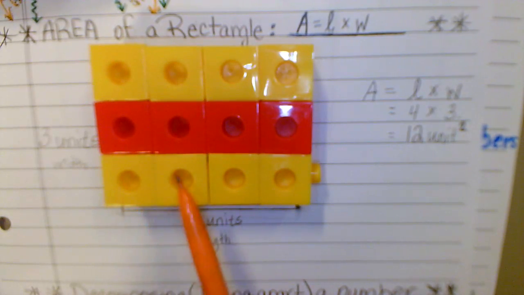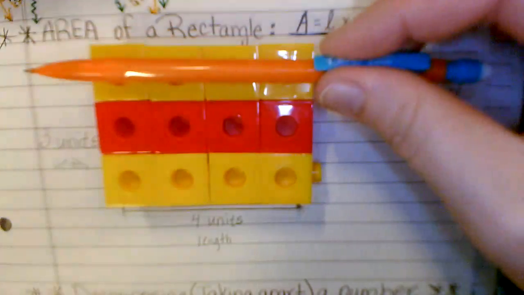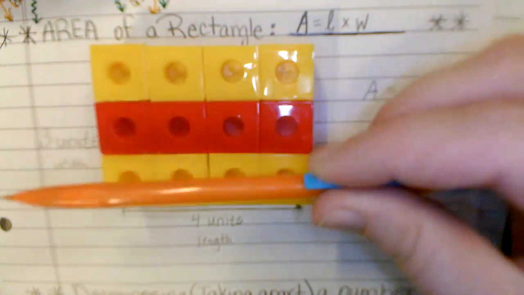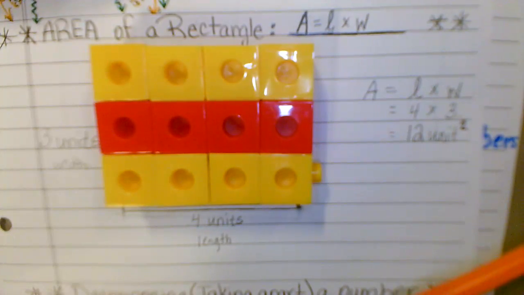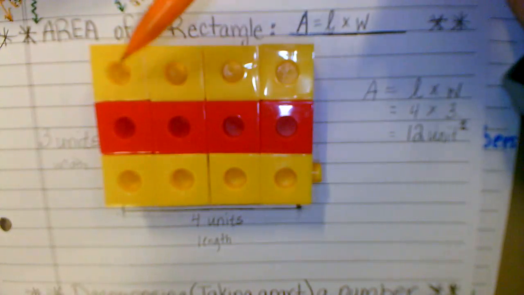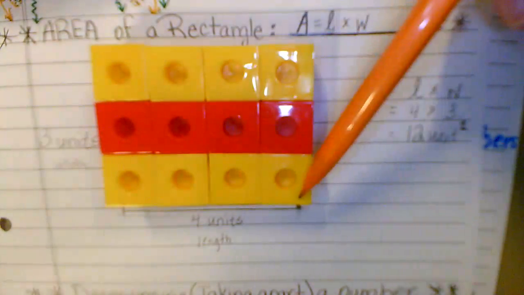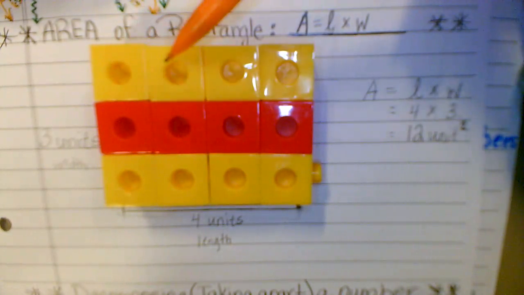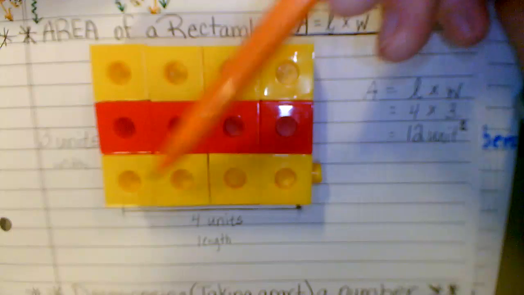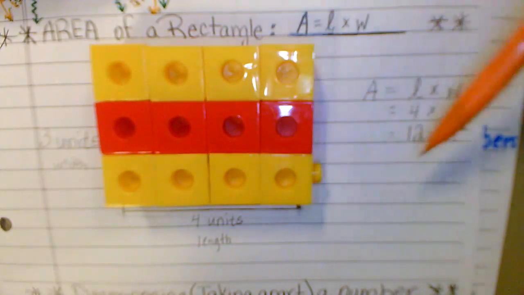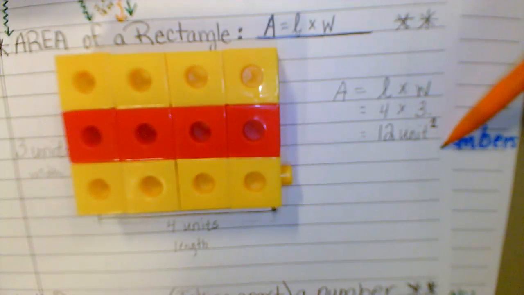Okay, so 3 groups of 4. So here's a group, here's a group, and here's a group. I intentionally staggered the colors. Okay, so if we had 3 groups of 4, we could go through and count these individually. 1, 2, 3, 4, 5, 6, 7, 8, 9, 10, 11, 12. And we also get the same answer.